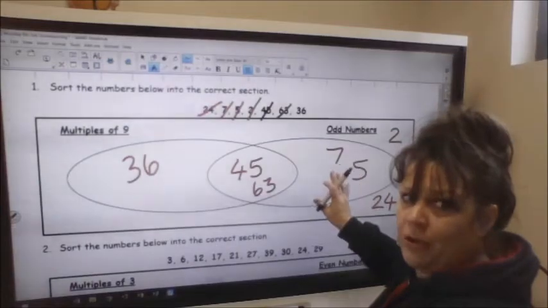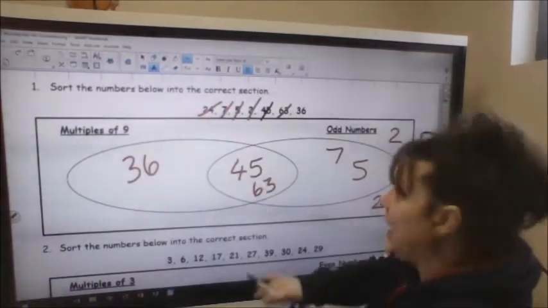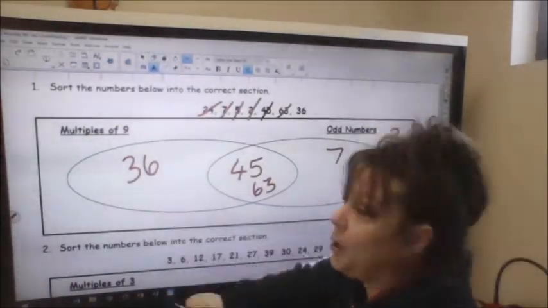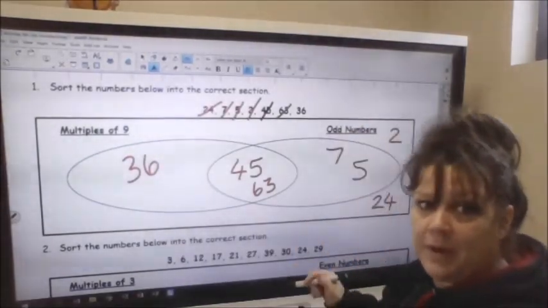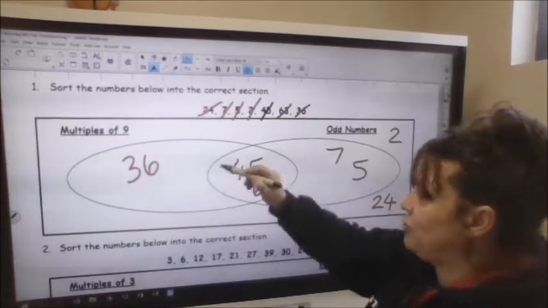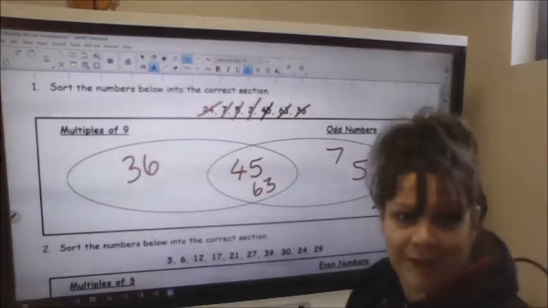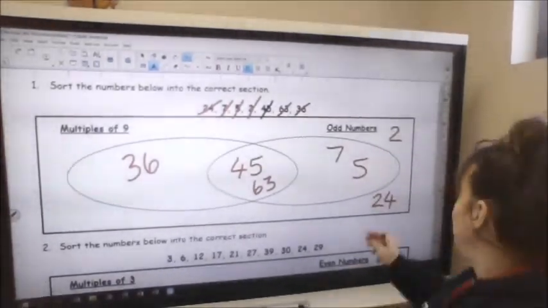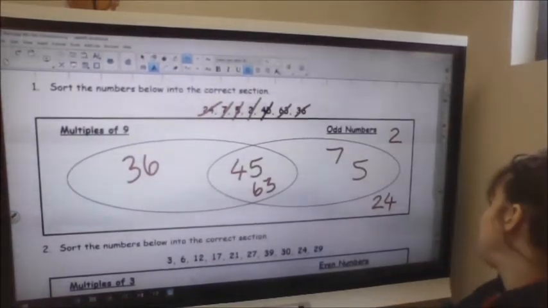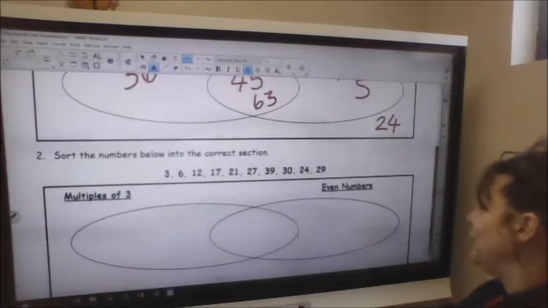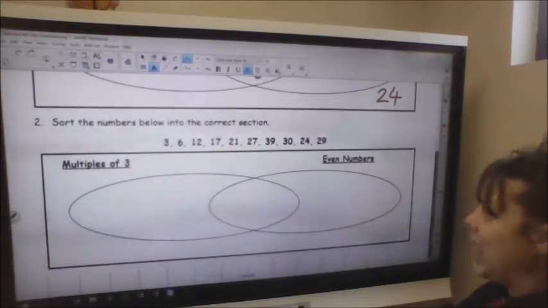It isn't an odd number, so it doesn't go here. I know it's an even number, but because it's a multiple of 9, it goes over there. So I've been able to sort those numbers into the correct section. Okay? So you're going to have a little go at the next one.